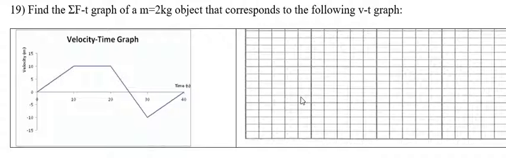Next problem: how do we turn a velocity-time graph into a force-time graph? Well, we start with the in-between link, which is the acceleration. I always go from velocity to acceleration and then the force, or from the force to the acceleration and then the velocity. Right, so I try to have it ready. What do we have here?